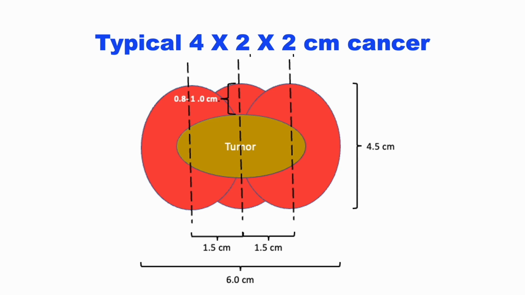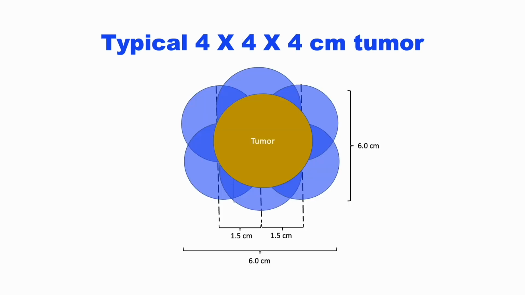Therefore, using the 1.5 centimeter spacing principle and cryoablation zones measuring 4 by 3 by 3 centimeters, cryoablation of a 4 by 2 by 2 centimeter cancer with a minimum goal margin of 8 millimeters will require 3 overlapping cryoablation zones of necrosis to accomplish complete ablation with an adequate margin. By contrast, ablation of a 4 by 4 by 4 tumor with a 1 centimeter surgical margin will require at least 6 overlapping cryoablation zones of necrosis, which significantly increases the complexity and cost of the procedure.